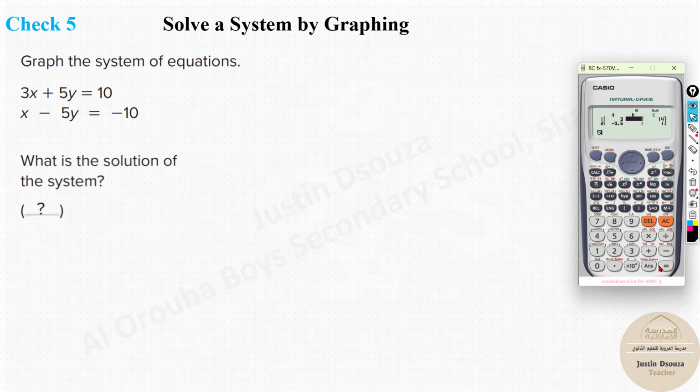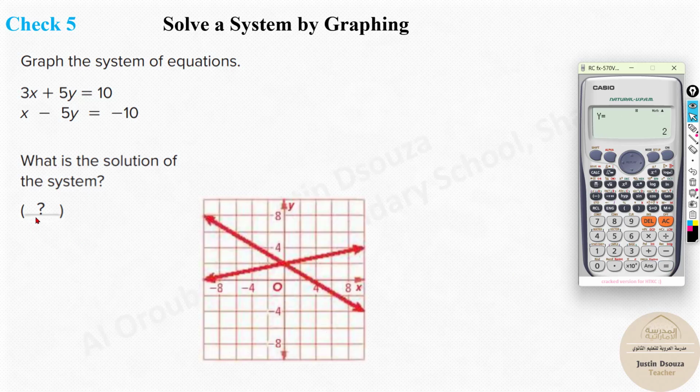Just substitute the coordinate, the x and a, b, c values from the two equations. Here it's 10, 1, -5, and lastly -10. And the answer is 0 and 2. So the solution must be 0 and 2. This is the thing.